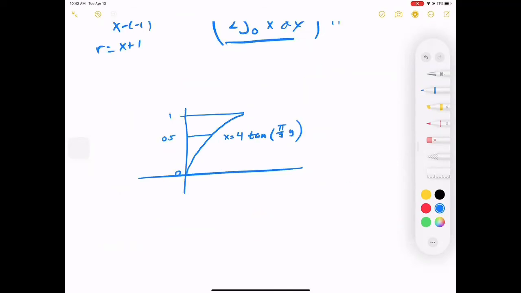Okay, find the volume of a solid generated by revolving the shaded region around the y-axis. Okay, so this one's already set up for us. This is question number 4, in case you guys have question number 4. So they told us we want to rotate around our y-axis.